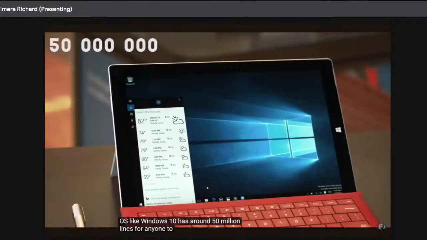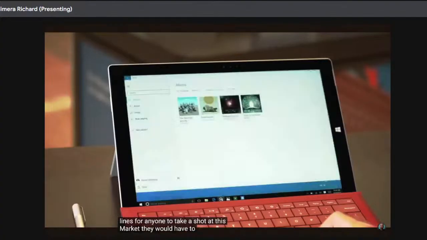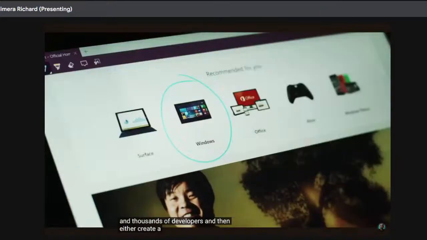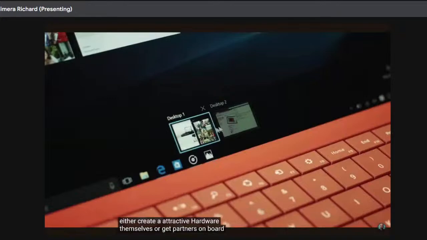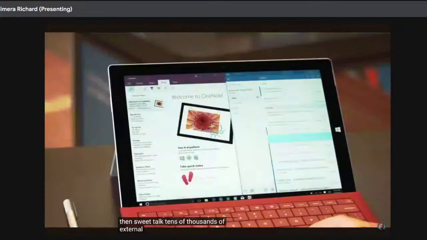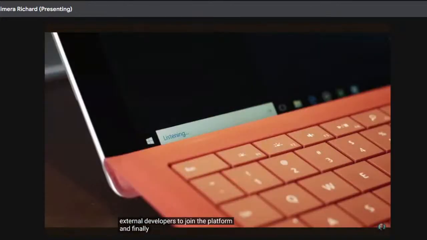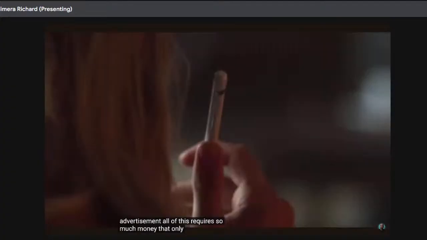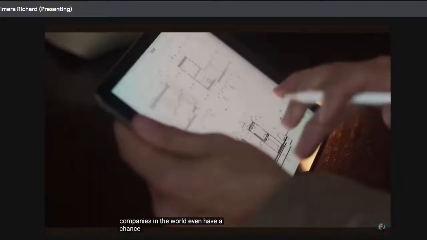For anyone to take a shot at this market, they would have to hire thousands and thousands of developers and then either create attractive hardware themselves or get partners on board, and then sweet talk tens of thousands of external developers to join the platform, and finally spend mountains of money on advertisement. All of this requires so much money that only a handful of companies in the world even have a chance at taking a shot at it.